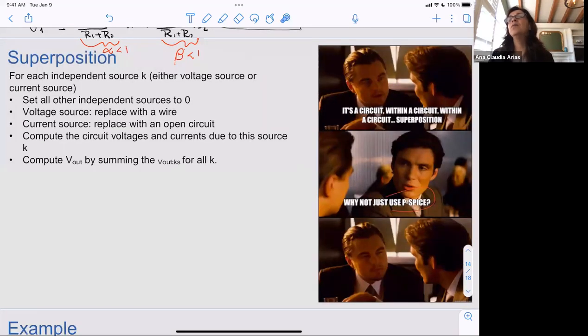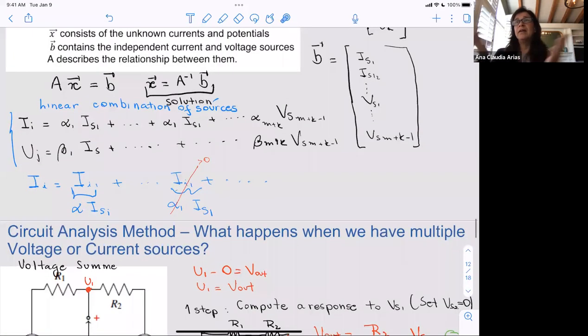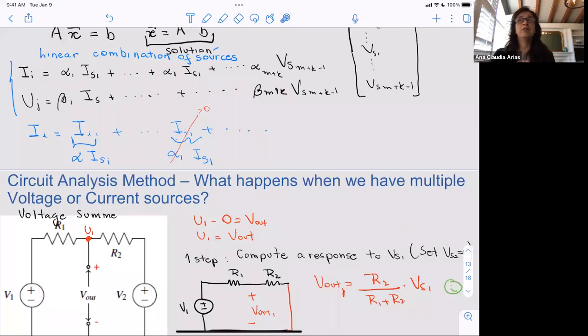Why can we sum them? Why not subtract? You could subtract if you find in your convention that a current is negative. That means that the current is going to be going in a different direction. So when you do your linear combination, you will have a negative sign there. So you would effectively be mathematically subtracting. Make sense?